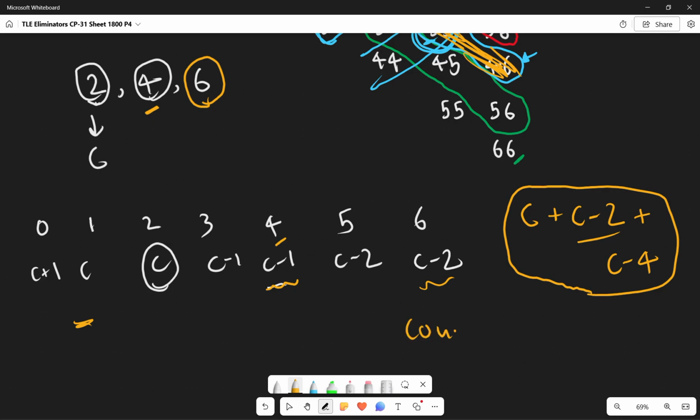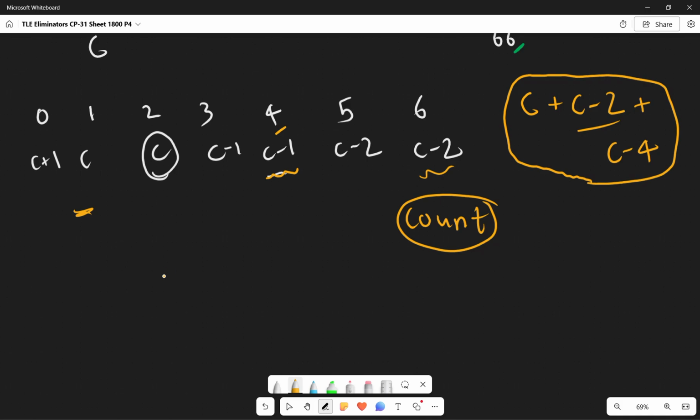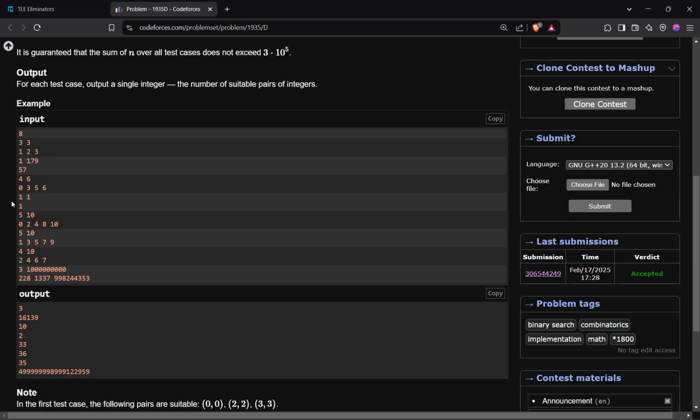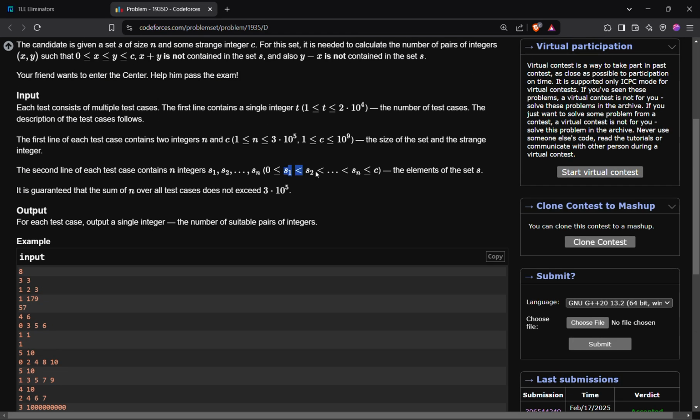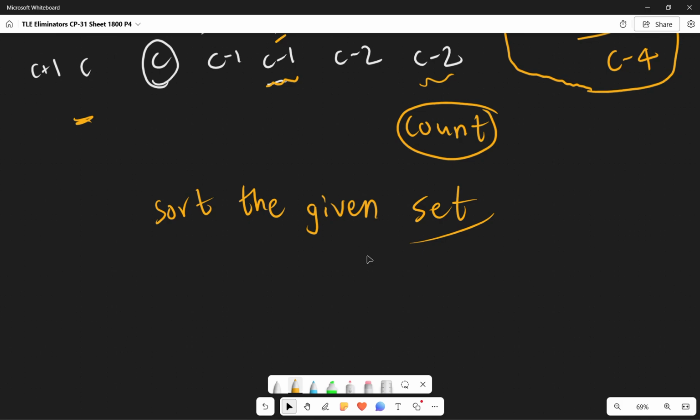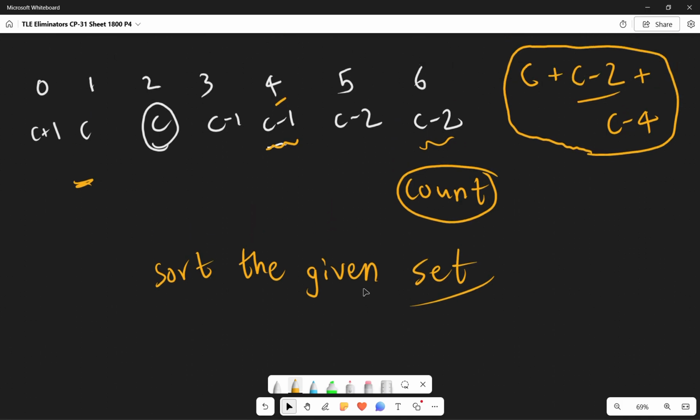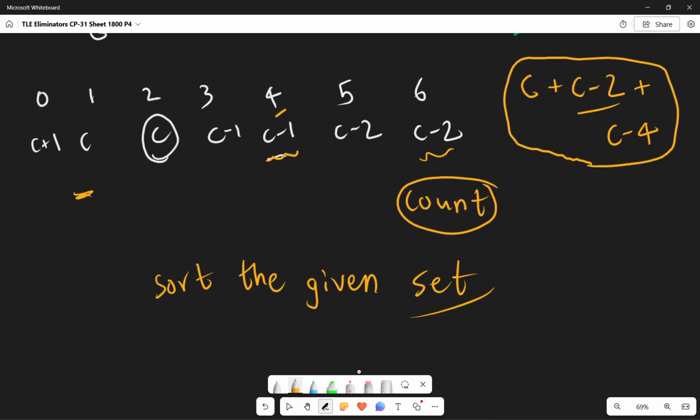I will first of all sort the given set. Actually it is sorted anyways, right? Yes, they have given here that it is already sorted. And if it wasn't sorted, I would sort the given set, but it is already sorted.